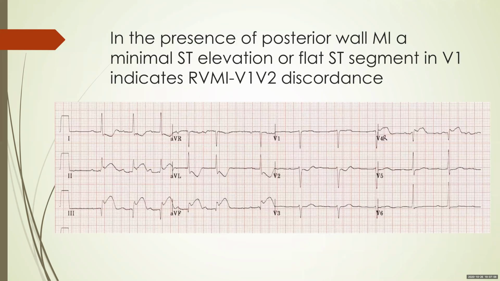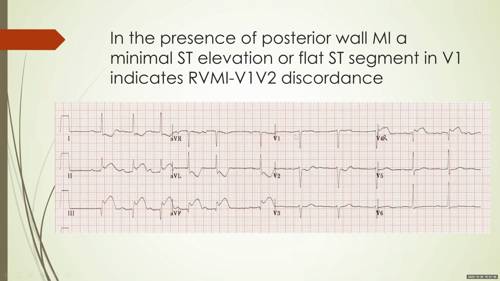So in the presence of posterior wall MI, a minimal ST elevation or a flat ST segment in V1 indicates RVMI. This is called V1, V2 discordance. Here you can see an inferior wall MI with 3 more than 2 and AVL depression more than AVR, suggesting an RCA involvement. Look at V2, there's an ST depression, probably it's due to posterior wall MI, but V1 is flat. So this suggests there's a discordance between V1 and V2. This suggests the presence of an RVMI.